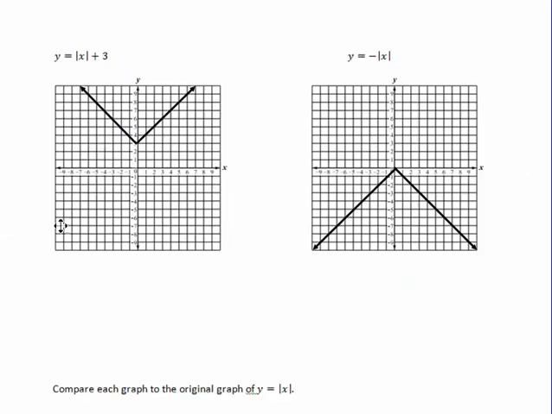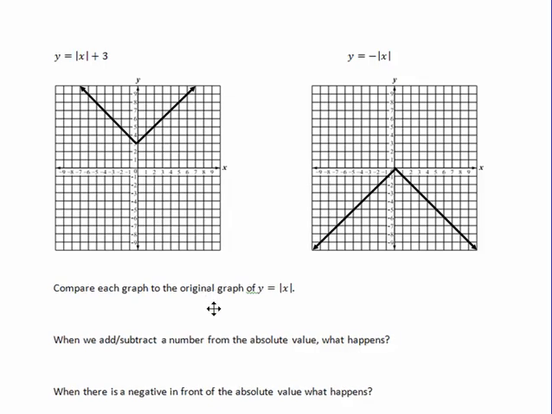And what I want to do is answer the following questions here. When we add or subtract a number from the absolute value, like this, so just the absolute value of x, and then we add or subtract a number, so if the number's on the outside of the absolute value bars, what happens? So in other words, what happens with this graph here? And when there's a negative in front of the absolute value, what happens? So here's a negative here. Whoa, what happened here? How do we get to this point?